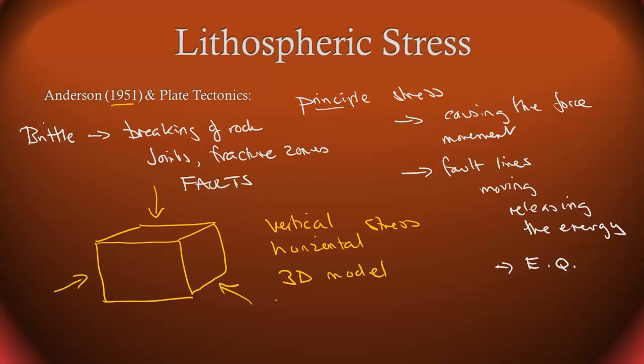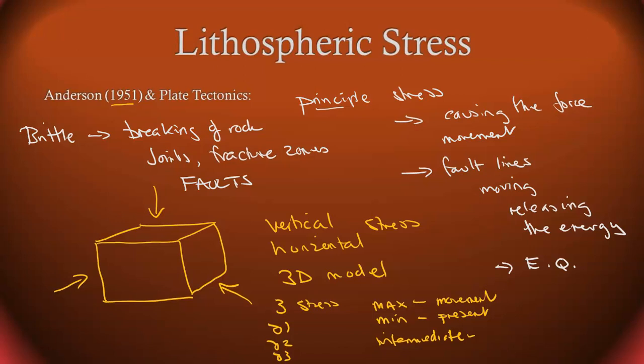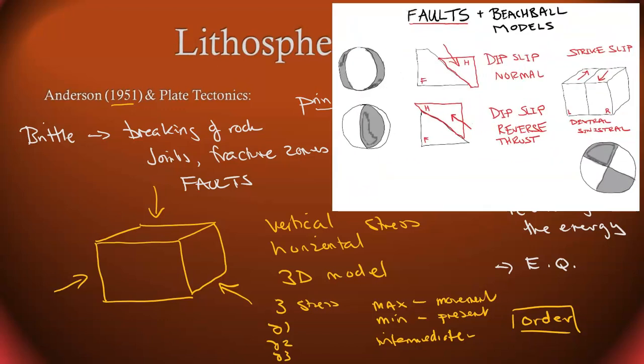So there are three stresses: sigma 1, sigma 2, and sigma 3. There was a maximum stress, which is the one that's causing the movement, so you can identify that one. There was a minimum stress, which was just present. And there was an intermediate stress. Now, these three come in different orders, and the different orders and types of stress would correspond to a certain fault type.